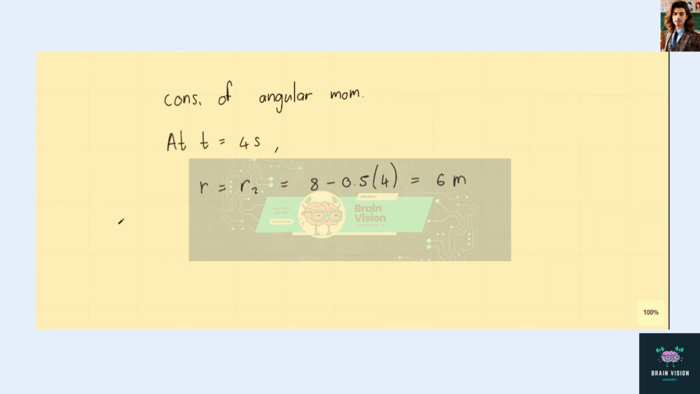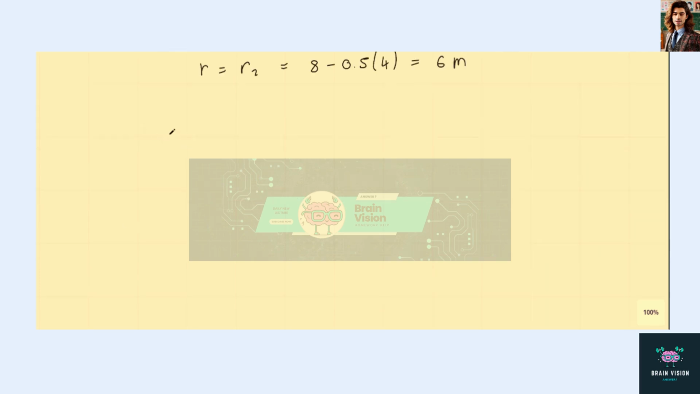And we use this and apply the conservation of angular momentum as follows. The angular momentum of the system about point O at t is equal to 0 seconds must equal the angular momentum about O after 4 seconds. So this is R1 times the mass of the ride, m times V1, must equal R2 m V2. But remember, this is the tangential component of the velocity that we are given for V1.